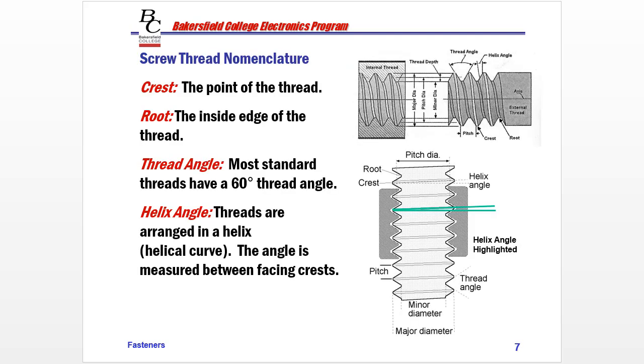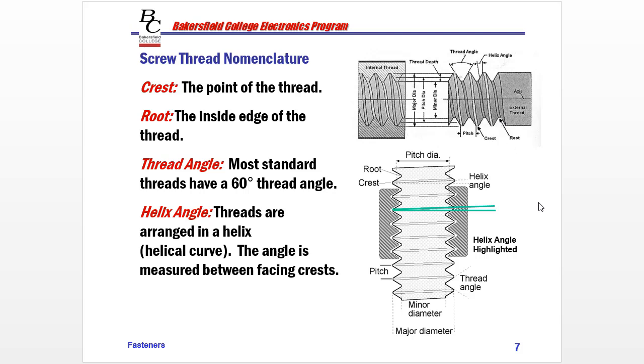Now let's talk about some of the screw thread nomenclature. So I really like these two diagrams, and both of them have their advantages and disadvantages. So let's look at the crest, the point of the thread. So this is the crest right here, the largest point of the thread. We can also see it very clearly in this diagram. Each one of these is called a crest. The root is the inside edge of the thread, or the valley below the crest. So we see it here, and we also see it on this diagram up here.